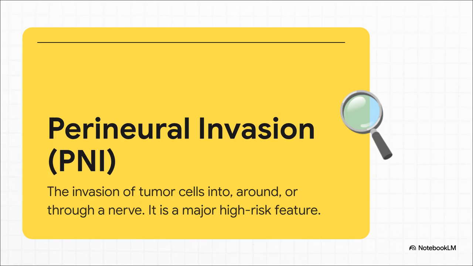As you're scanning the slide, you need to be on the hunt for perineural invasion, or PNI. This is a huge red flag, a major high-risk feature. When you see tumor cells wrapping or inside a nerve, it tells you this tumor has a more aggressive personality, and it's found a potential highway to spread.